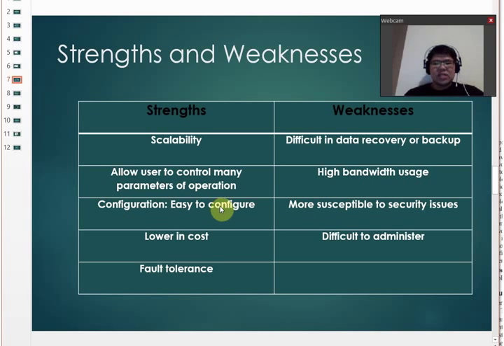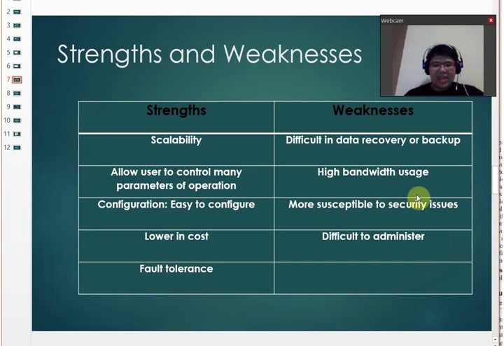Moving on to the weaknesses of the peer-to-peer network or architecture. The first disadvantage of peer-to-peer networks or architectures I will discuss is that it is difficult to do data recovery or backup. In this type of architecture, each individual system should have its own data recovery or backup.